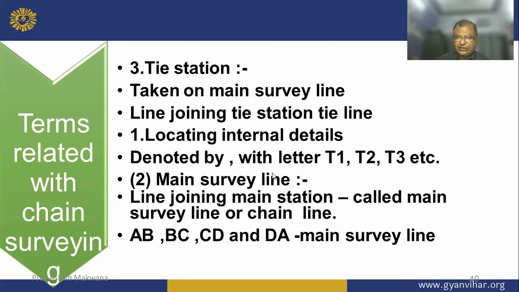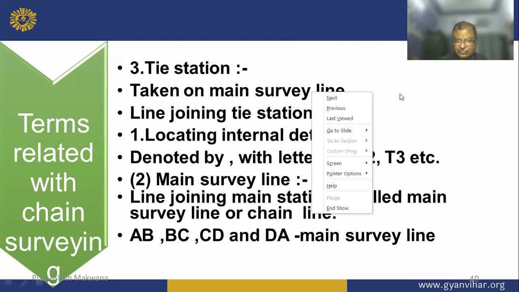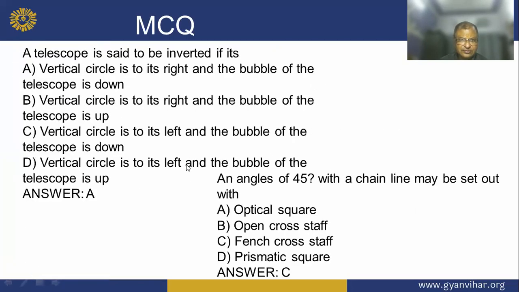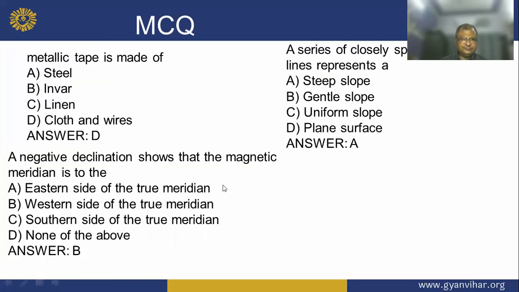Now you have read the chain and tape measurement, and you are requested to give the reply to MCQs related to this chapter. Question number one: a metallic tape is made of... As you have just read, yes, correct, it is cloth and wire, and the answer is D.